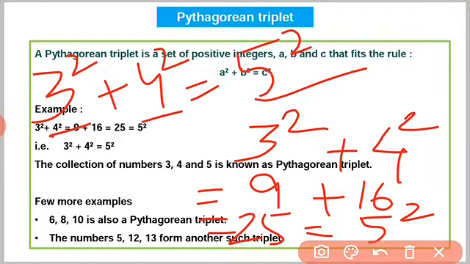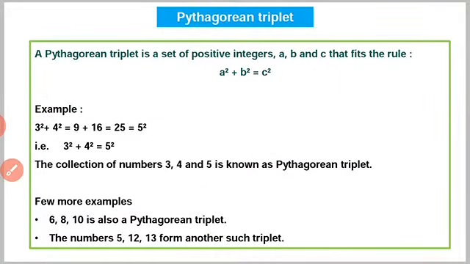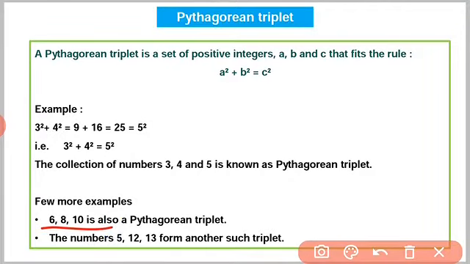So 3, 4, 5 is a collection of numbers that is known as a Pythagorean triplet. In a similar way, 6, 8, 10 together is also known as a Pythagorean triplet. The numbers 5, 12, 13 form another such triplet. Let's see how.